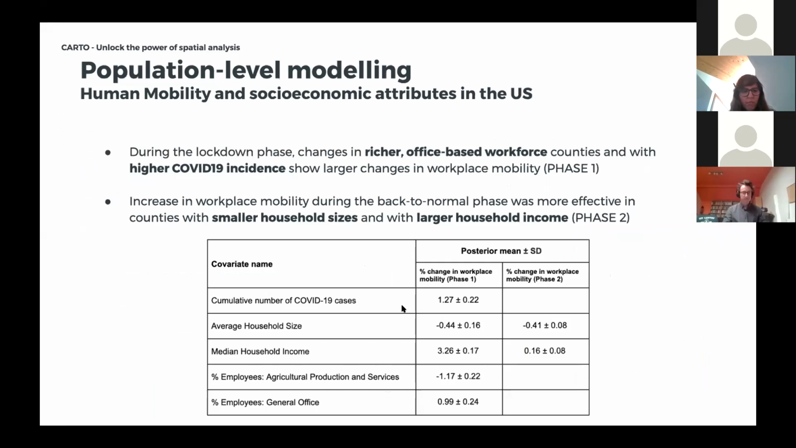So if we look at the results for both phases, what we see is that overall during the lockdown phases, changes in counties that are richer, have a workforce that is typically office-based and with higher COVID-19 incidence, also showed larger changes in workplace mobility. On the other hand, if we look at the post-lockdown phase, the increase in workplace mobility has been more effective in counties with smaller household sizes, probably due to the school closures, and also larger household income.